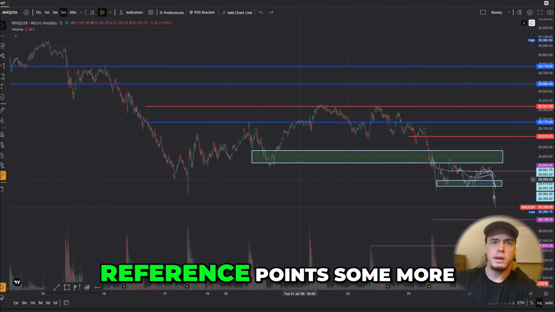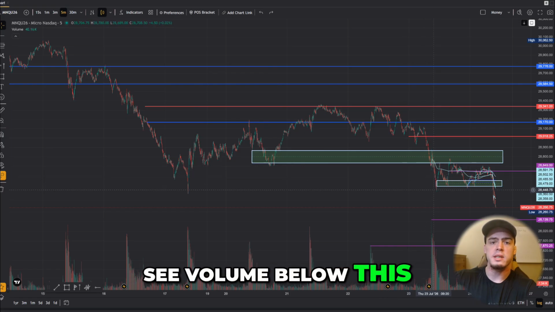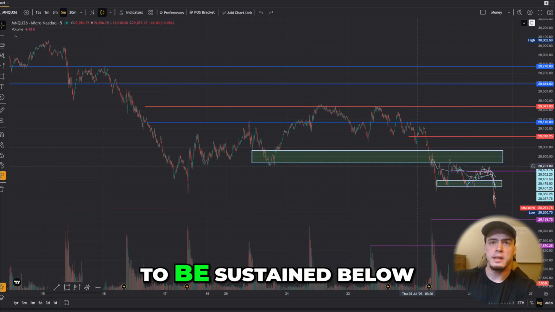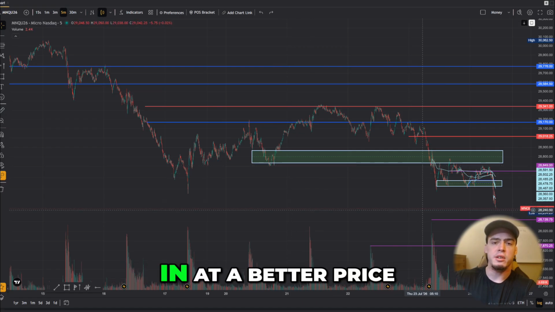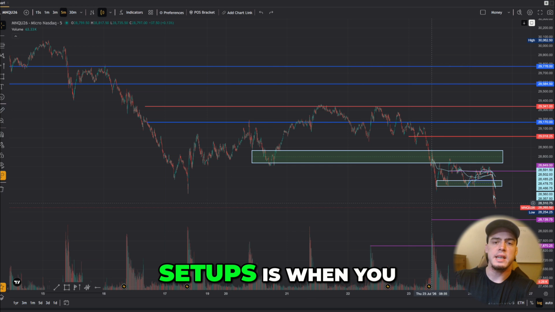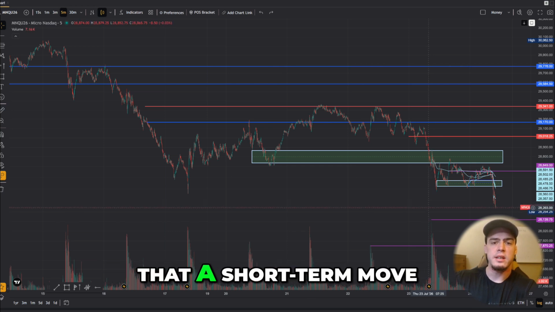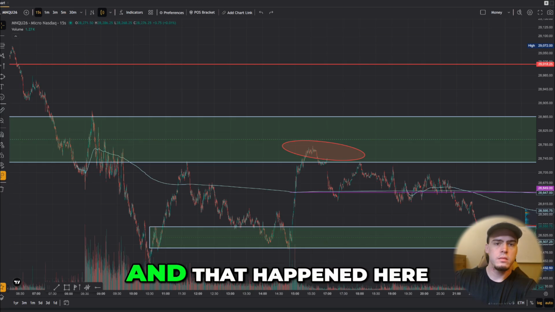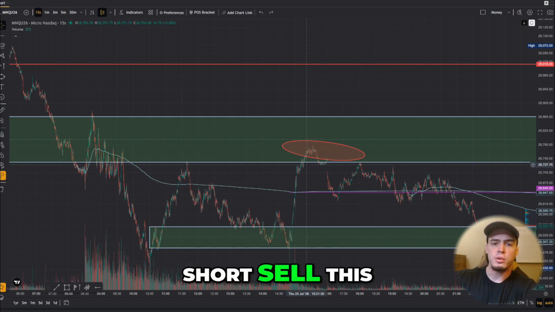And then understanding those reference points some more. Let's say there was resistance here and we see volume below this. We can say that a move is likely to be sustained below this resistance point. Our question then becomes, how do you get in at a better price? And if we're looking at different time frames, one of the best setups is when you have a longer term move that's likely to be sustained, and we can see that a short term move has failed. And that happened here. So the price came back up to this reference point, and how do you know if you should short sell this?